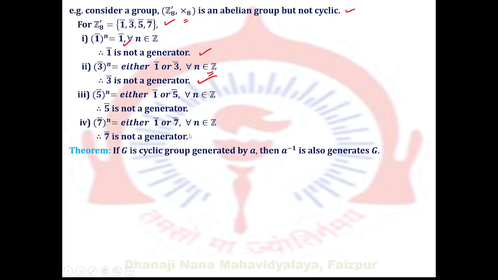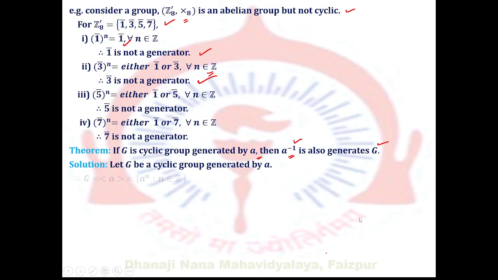Now the next theorem, that is, if G is a cyclic group generated by A, then A inverse is also a generator of that cyclic group. Means here, if the given group is a cyclic group generated by any element, then its inverse is also a generator of that cyclic group. So note that any cyclic group has at least two generators, A and A inverse. So let G be the cyclic group generated by A. So every element of G can be written as some integral power of A.